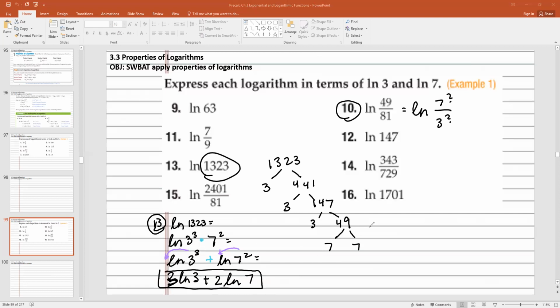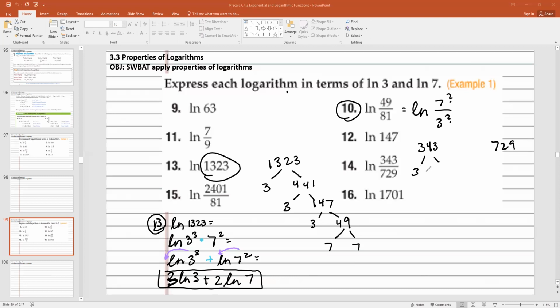All right. I guess let's do one with a fraction. This one looks, no, I'm just kidding. Why did I choose a big one? Oh, no. Okay. That's fine. I guess I'll do 14, 343 and 729. Let's do both of these.